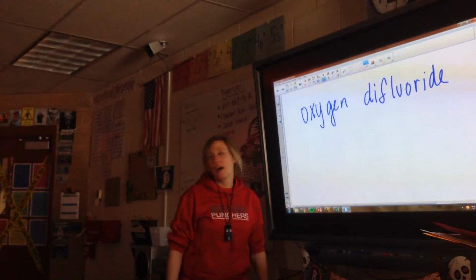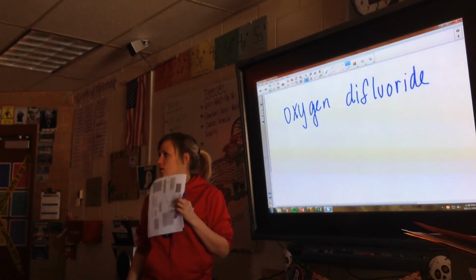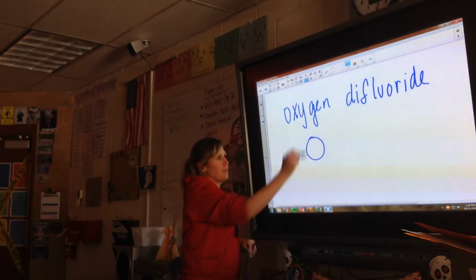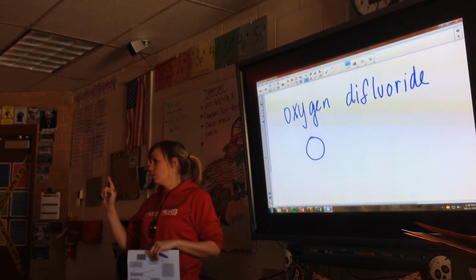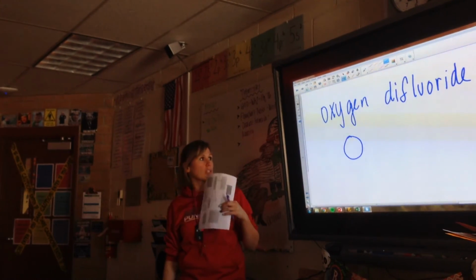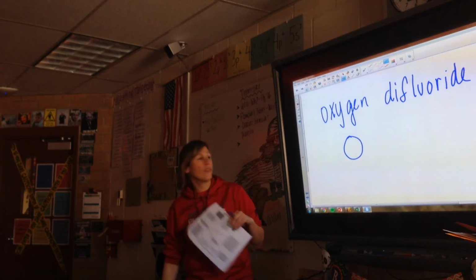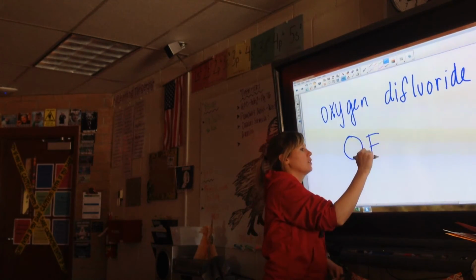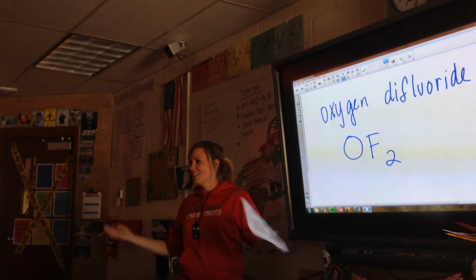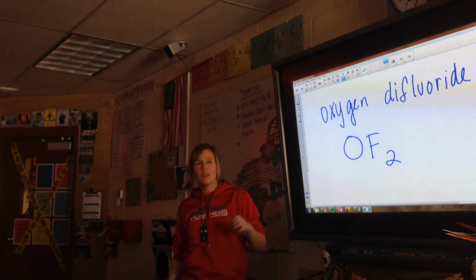Okay? Di. What's our first symbol we're gonna use? O. And how many of those do we have? Do we have to write one? No, we wrote the symbol that tells us we have one. What's our next symbol? F. How many do we have? 2. OF2 is your answer. Easy peasy lemon squeezy.